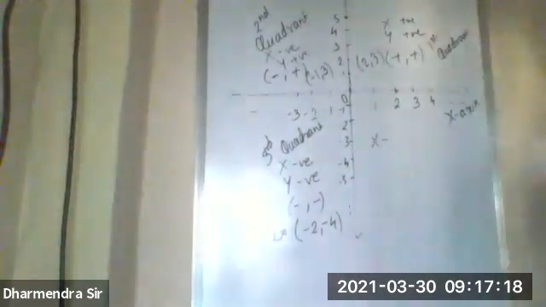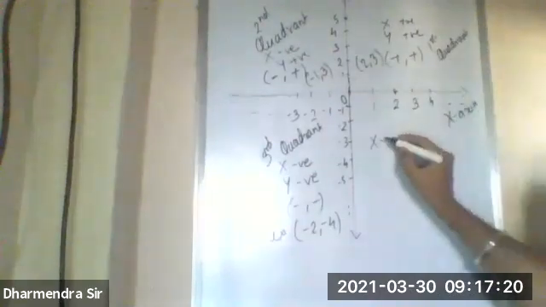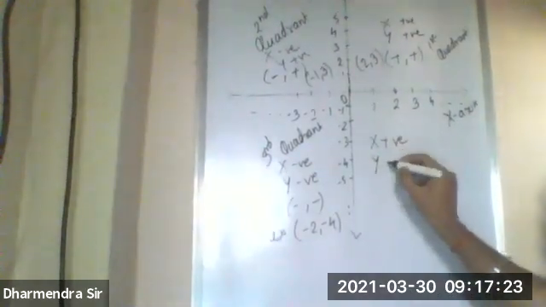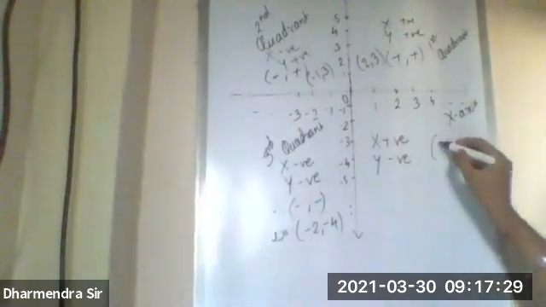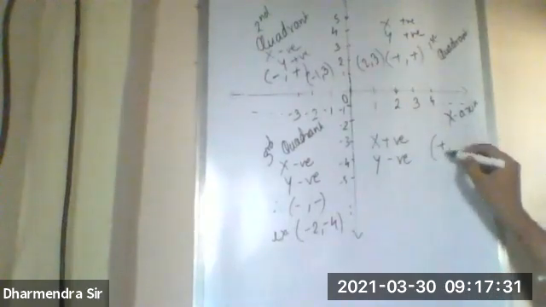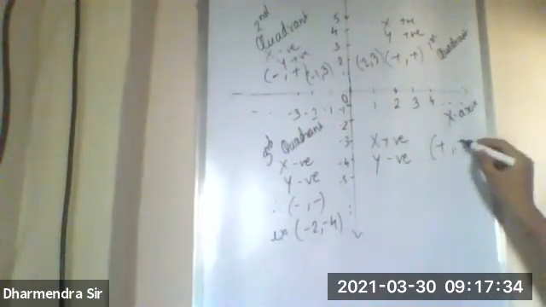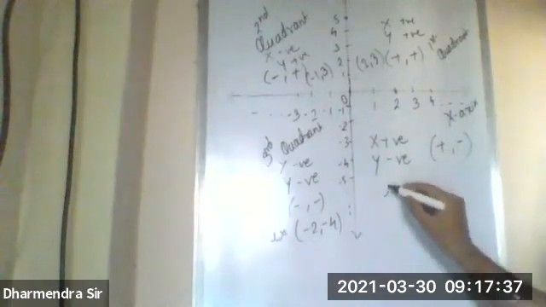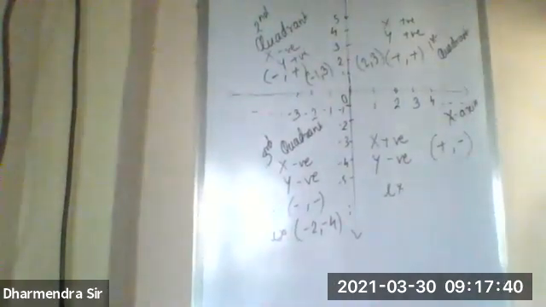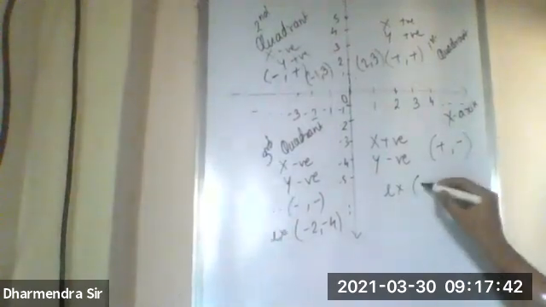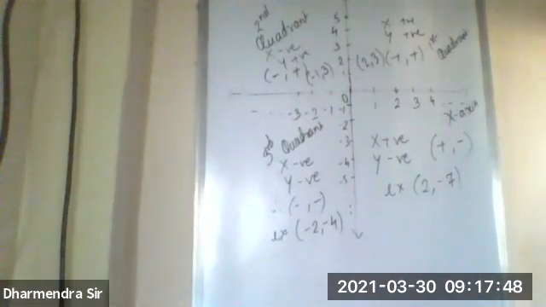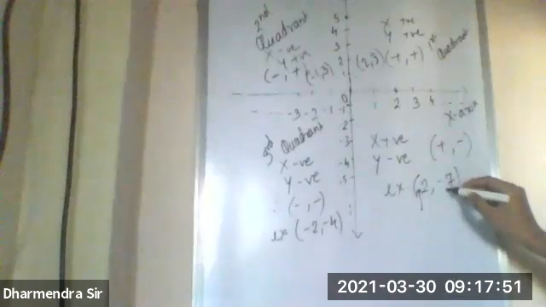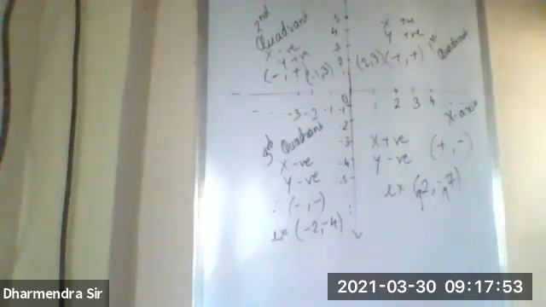We can see that x is positive here. Good. X is positive, y is negative. Nice. So we'll be writing first the sign of x, comma, second the sign of y. So plus minus. An example which we can take is 2 comma say minus 7. As we can see, the sign of the first number is plus, the sign of the second is minus, so it will lie in the fourth quadrant. Okay.